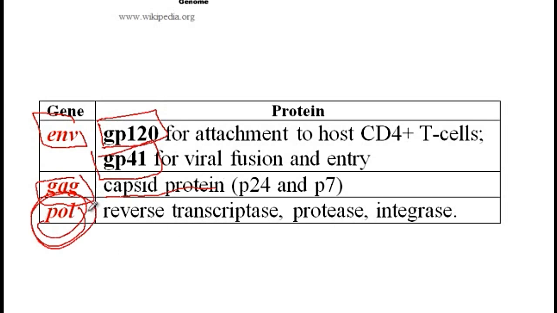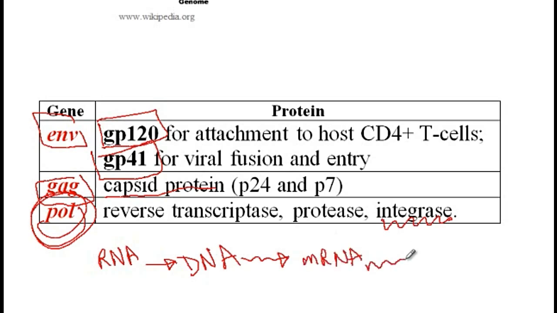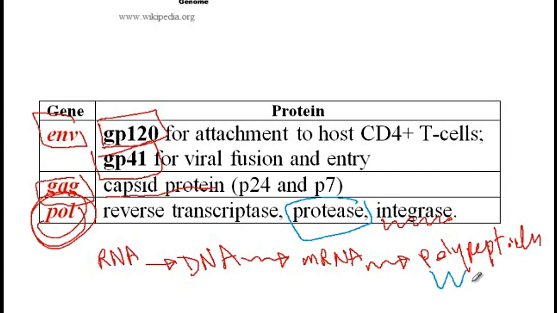So what happens is that HIV is an RNA virus. So RNA will be reverse transcribed to DNA, and then later on by the integrase enzyme, this DNA will be integrated into the host genome. And then this DNA, via transcription, can produce mRNA, and then from mRNA, polypeptides will be formed. And from here on, the protease enzyme helps break down the polypeptide into smaller functional proteins.